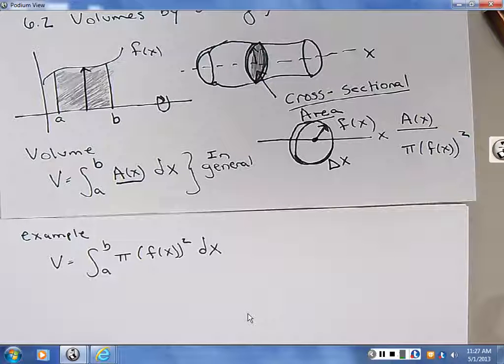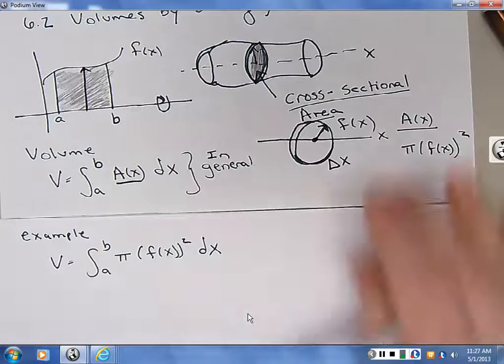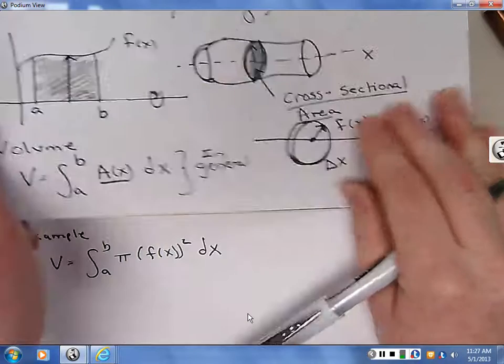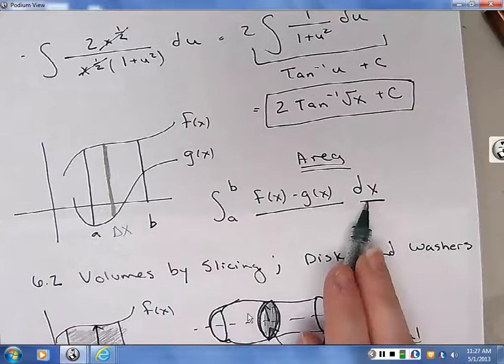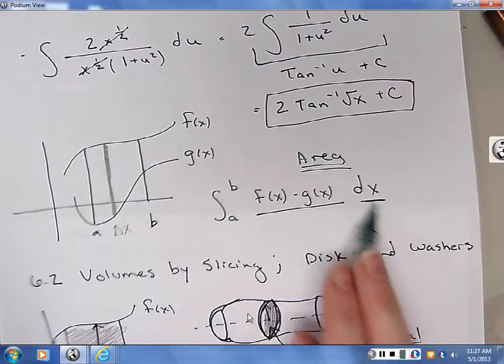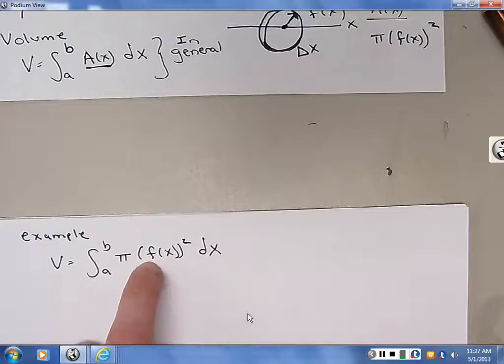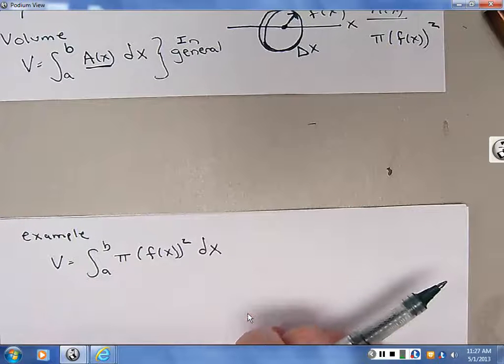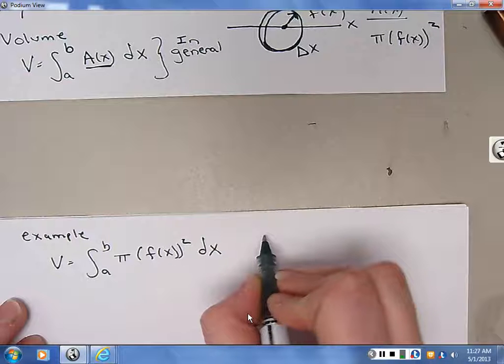Just like in chapter 6.1, if I took a height times the length, I get area. So if I integrate an area function over an interval, I get volume. Does that make sense? So this is the disk method.